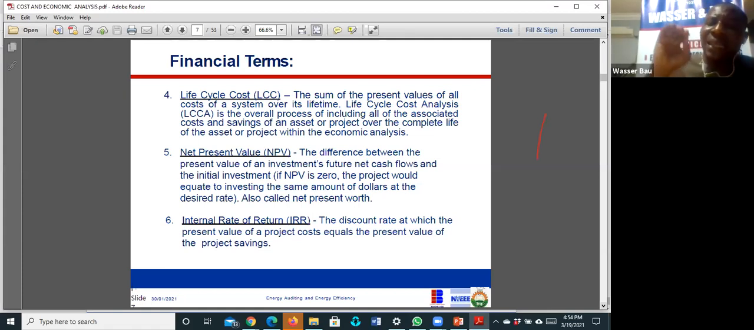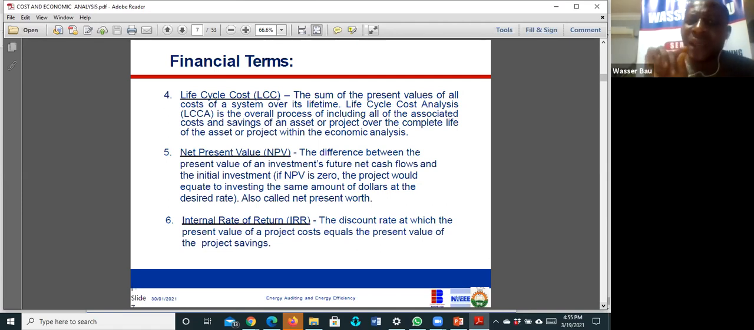Any project that has a negative NPV is a bad project, because when you are comparing projects, when you are comparing my energy system now and my energy system when I've implemented my energy audit and energy efficiency measures, if the difference is positive, it means my energy efficiency implementation is recommended for the company. But if it is negative, I will leave my energy the way it is. So I think that's quite self-explanatory.